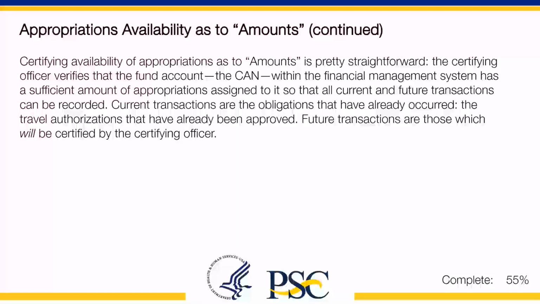Certifying availability of appropriations as to amounts is pretty straightforward. The certifying officer verifies that the fund account, the CAN, within the financial management system has a sufficient amount of appropriations assigned to it, so that all current and future transactions can be recorded. Current transactions are the obligations that have already occurred, the travel authorizations that have already been approved. Future transactions are those which will be certified by the certifying officer.